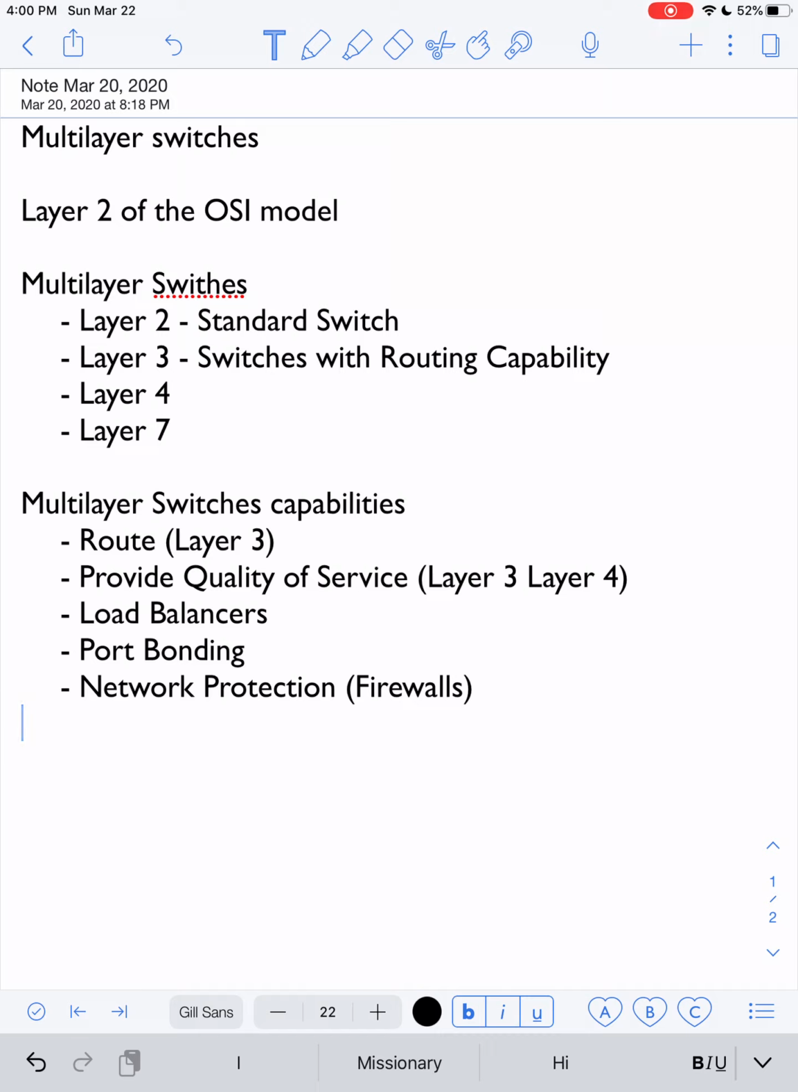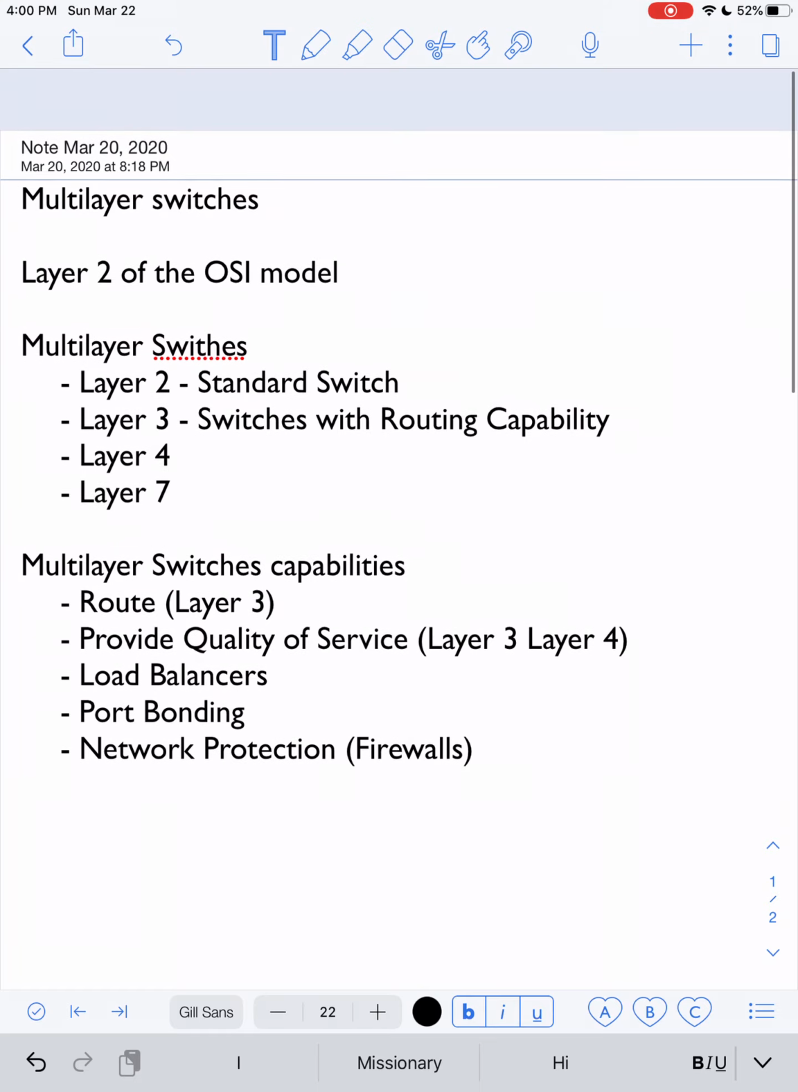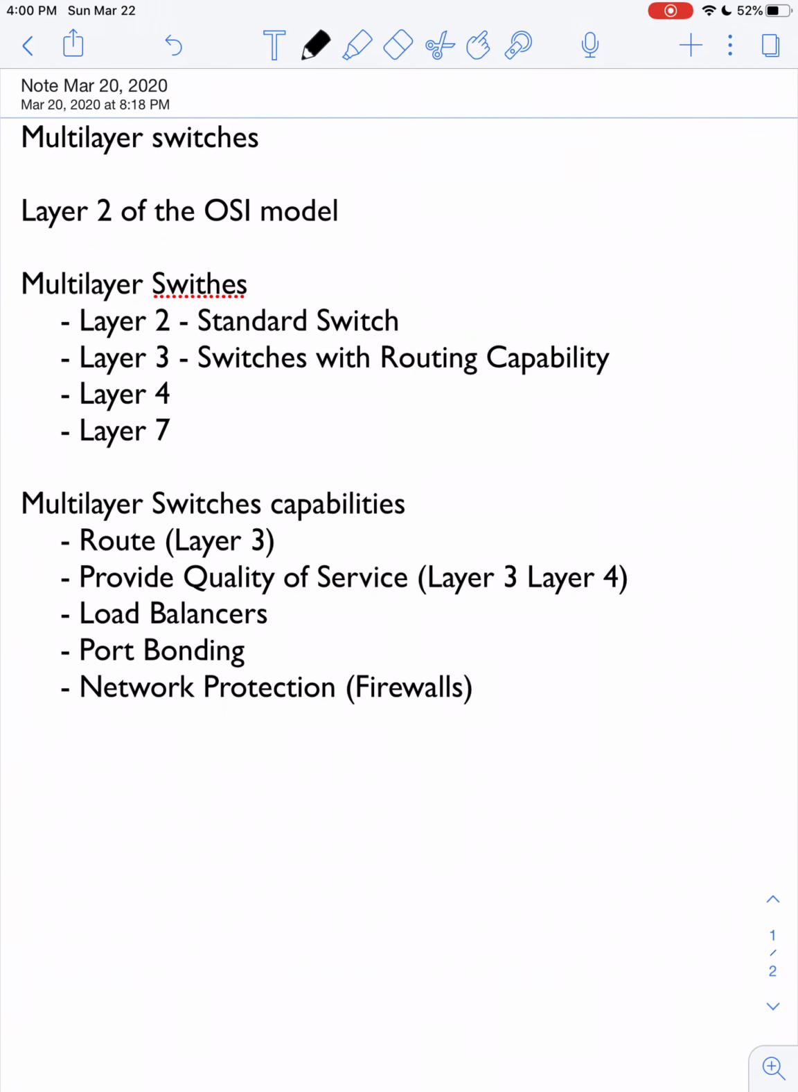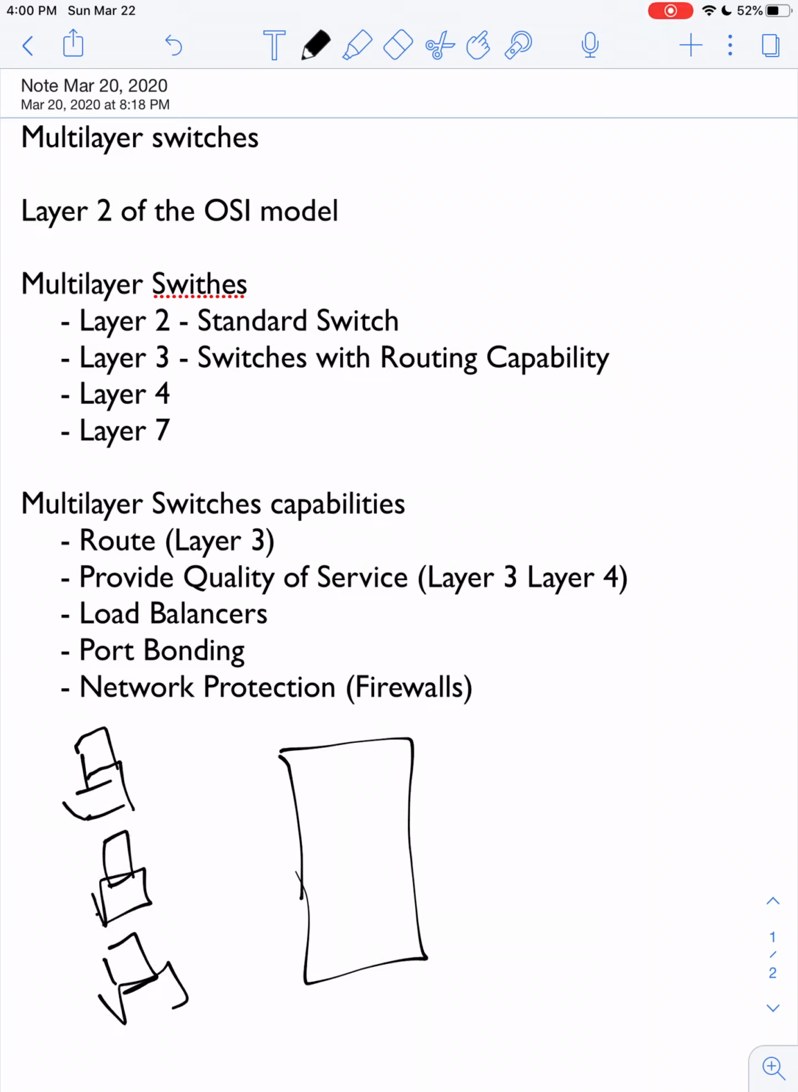So let's start off with acting as a load balancer. So what is a load balancer? We can have our switch here, and this is again a multi-layer switch. And we have a bunch of clients out here that want to connect, and of course this is a cloud. They're going to connect to a web server.